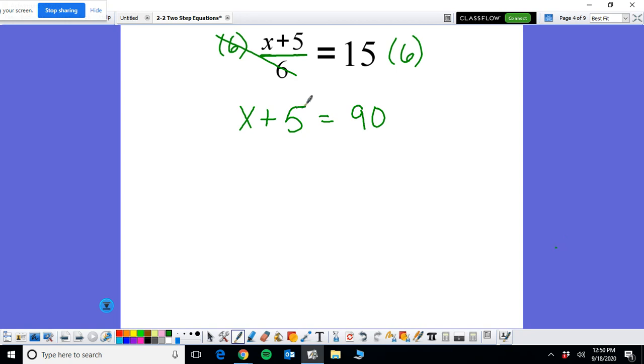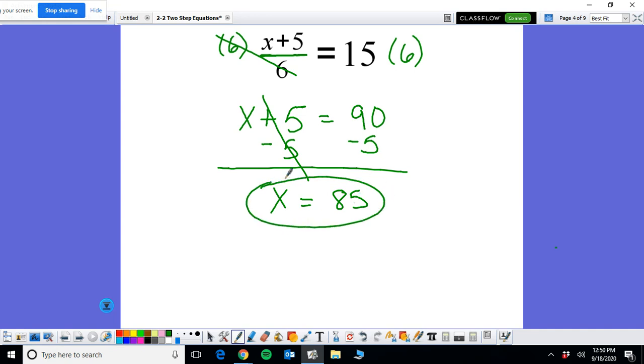We don't want that 5. Now the 5's kind of hanging on to the side here. We want to get rid of that. Minus 5, minus 5. That's now a 0, which is good. X equals 85. And I'm going to forego the check just for time. I think you know what to do.